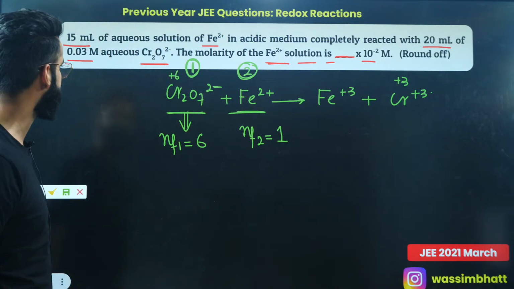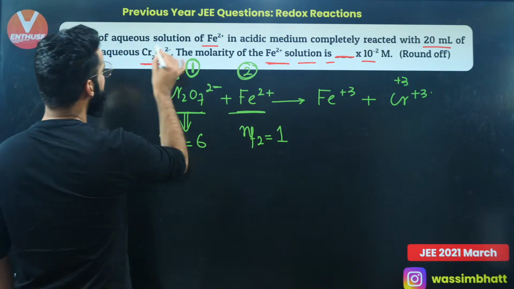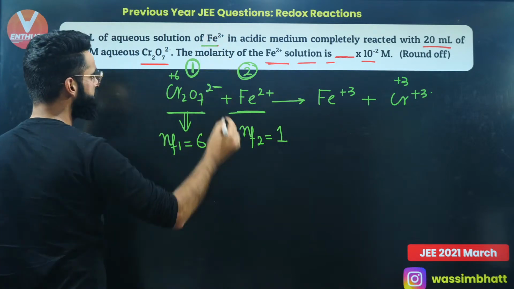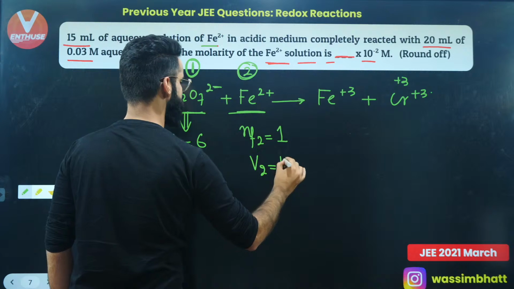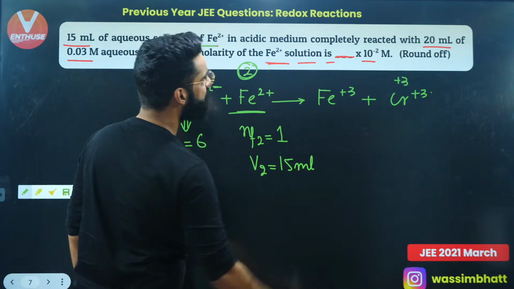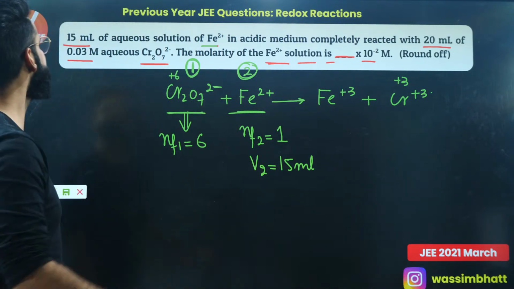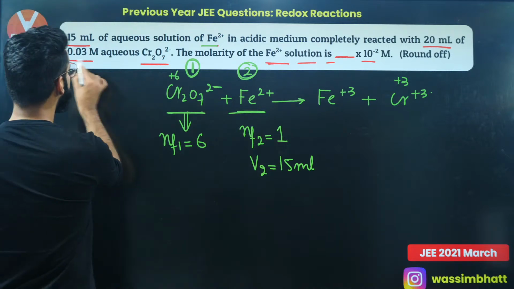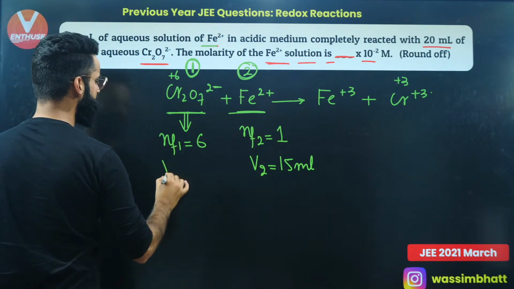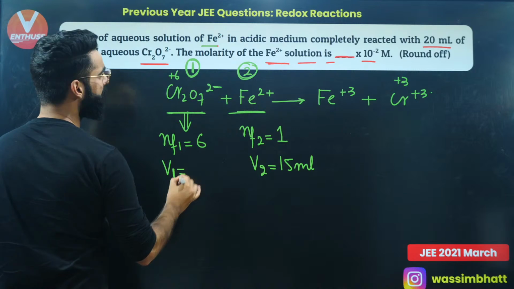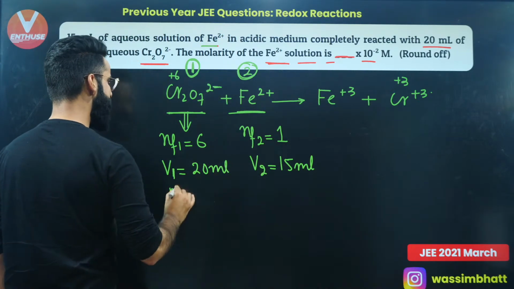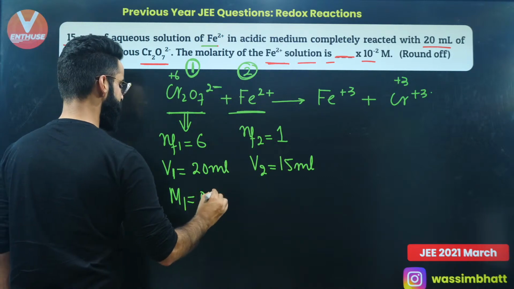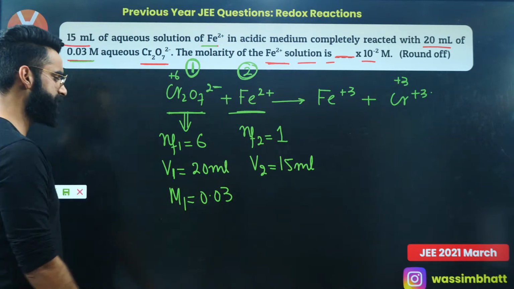Now we will have a look exactly. 15 ml of aqueous solution of Fe 2+. I'm given the volume of Fe 2+ as well, which I represent by V2. It's given to me as 15 ml, right? Completely reacted with 20 ml of 0.03 molar aqueous Cr2O7 2-. Volume of Cr2O7 2- is given as 20 ml, and the molarity of Cr2O7 2- is given as 0.03, right?